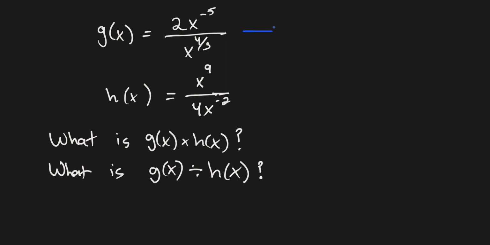So this is g of x. So let me simplify g of x, and then let me simplify h of x. So let me do h of x in a different color, actually. Let's do that in green. So g of x can be simplified. We have this negative exponent, so we can take this and we can bring it down. And so that's just going to be equal to 2 over x to the 4/3 power times x to the 5th power.